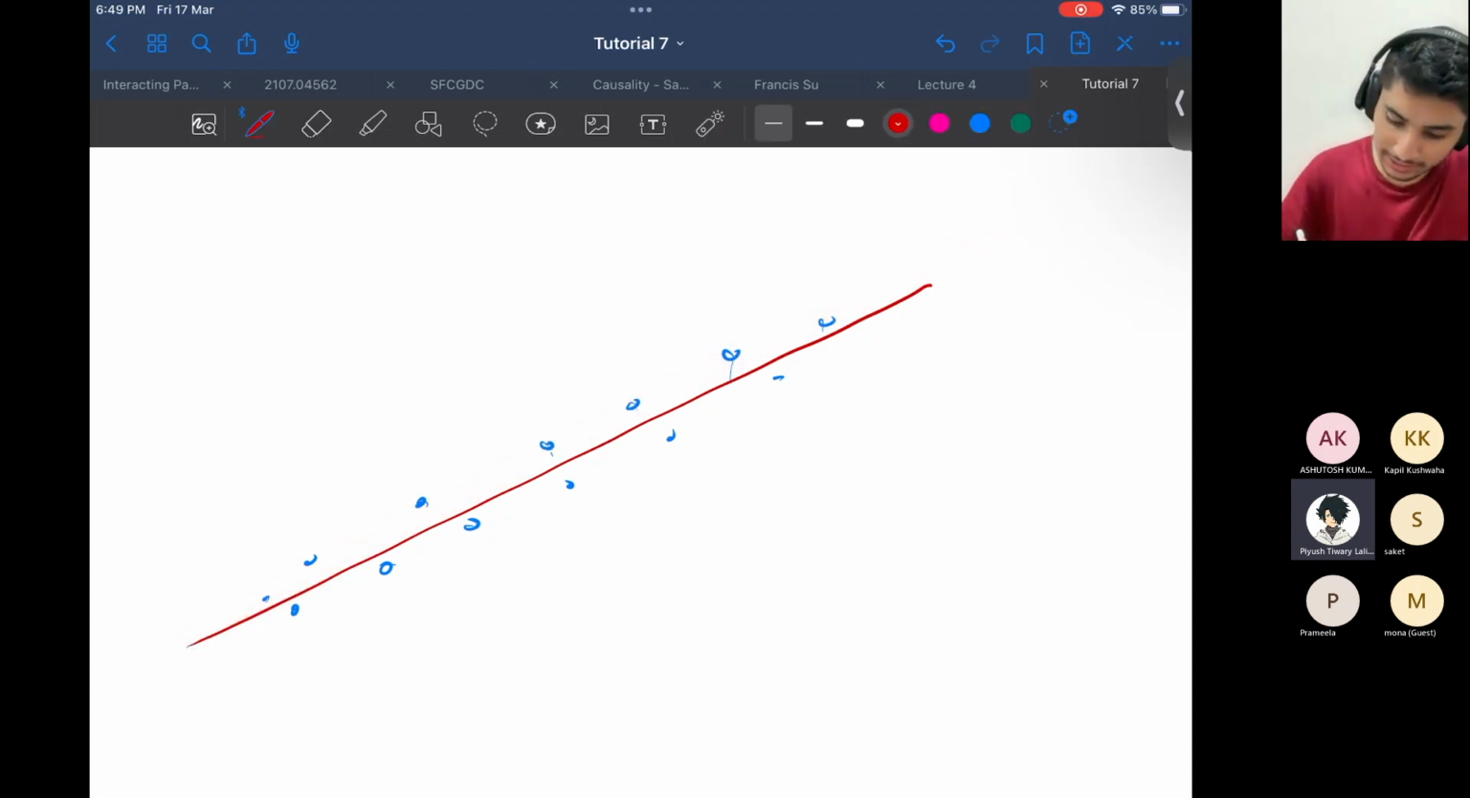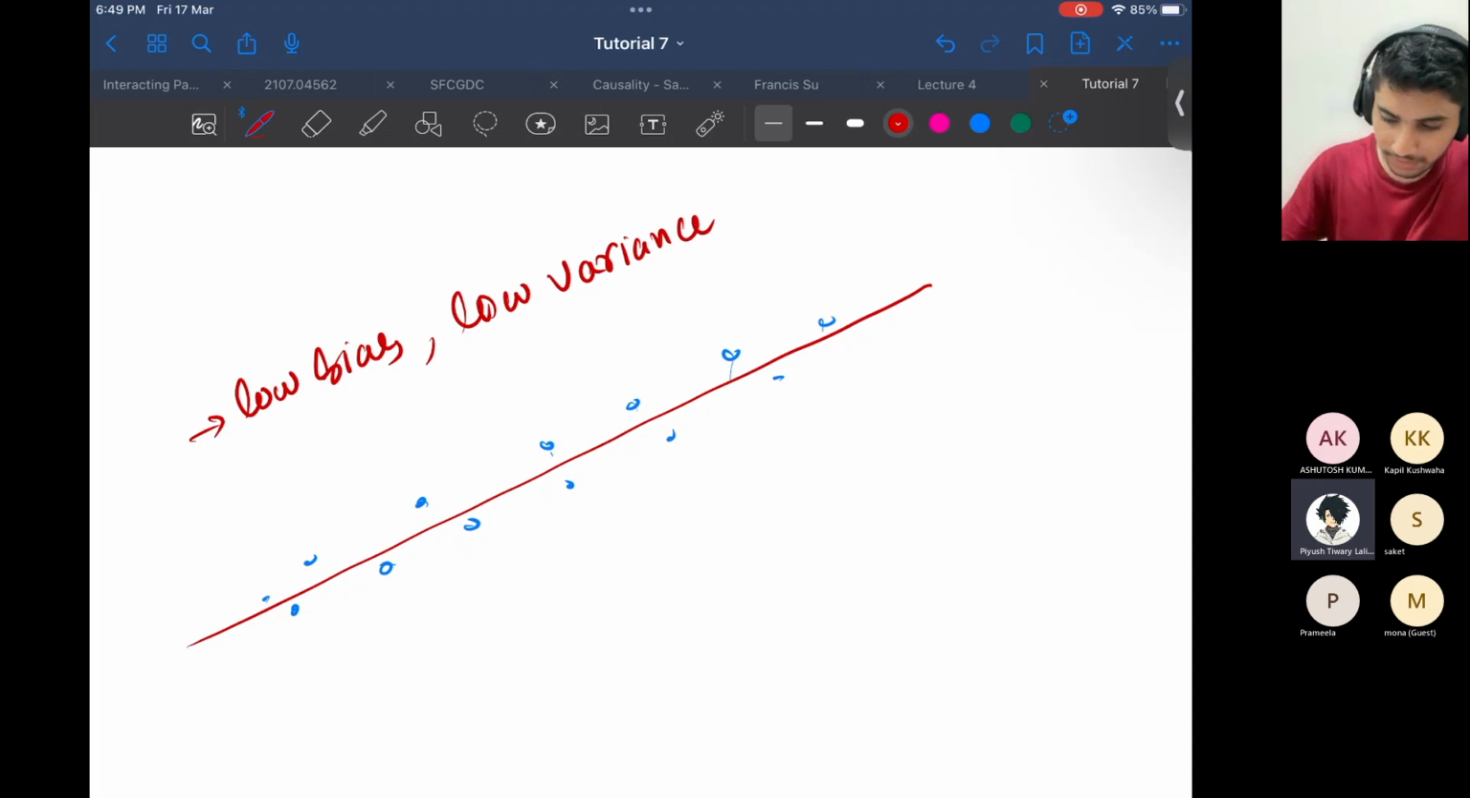So this will be the case where you have low bias as well as low variance, okay? I hope you can see that low bias doesn't imply that this is a high variance model.